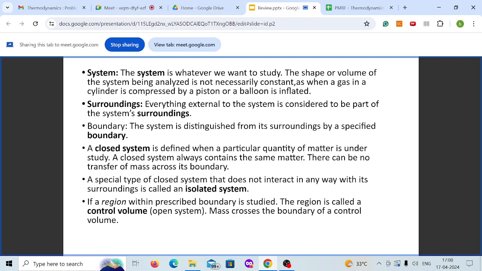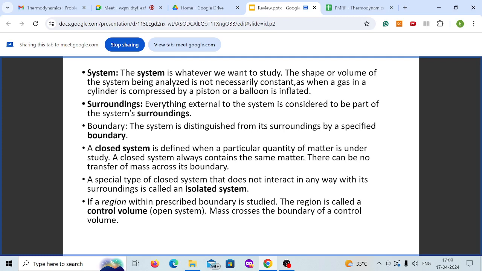Then you have an open system. An open system is also called a control volume, and a closed system can also be called a control mass. In a closed system your mass is constant, so it is a control mass. Here, in a control volume, your volume is constant. Your mass can vary, but you consider some volume in a region of space. That is your intent of study. That volume will remain constant. That is called a control volume.